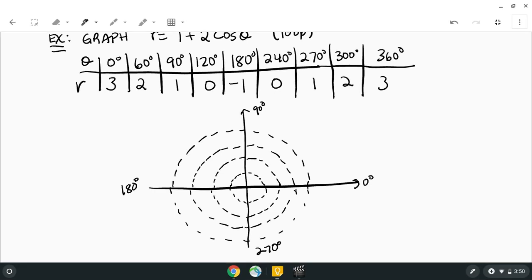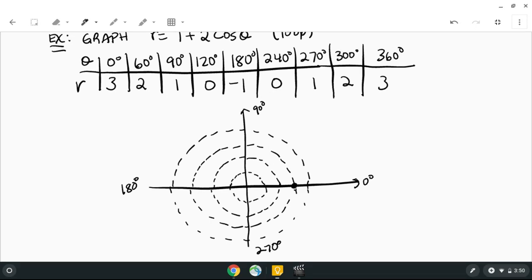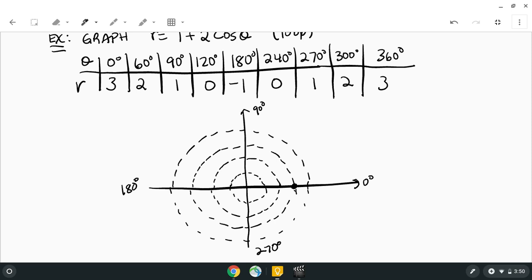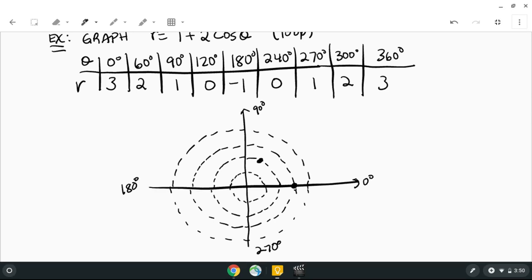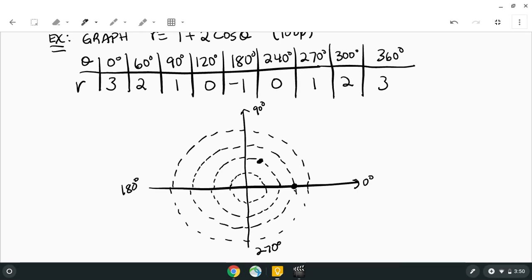All right, so 0 degrees, march forward to 3. 1, 2, 3. 60 degrees, which is getting up there closer to 90. So march forward 2. 1, 2. Okay. 90 degrees, march forward 1.